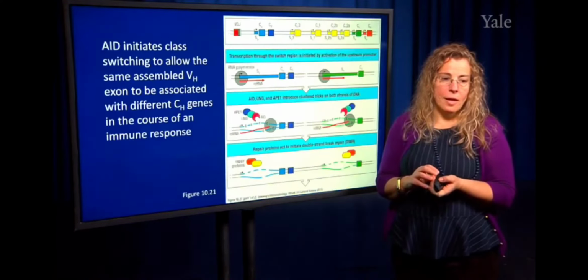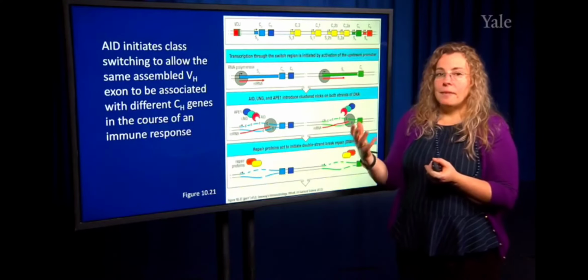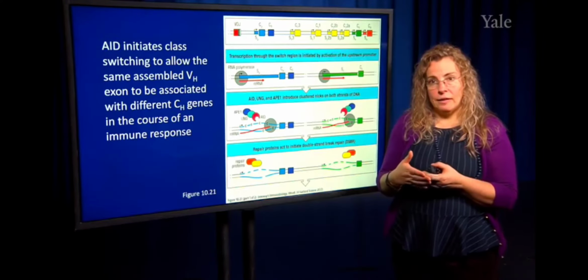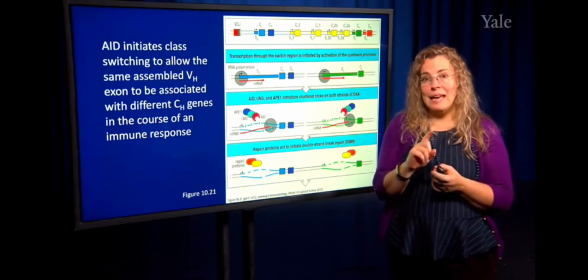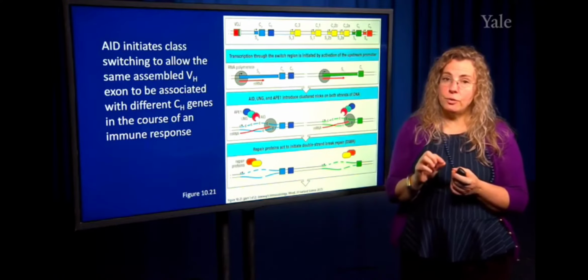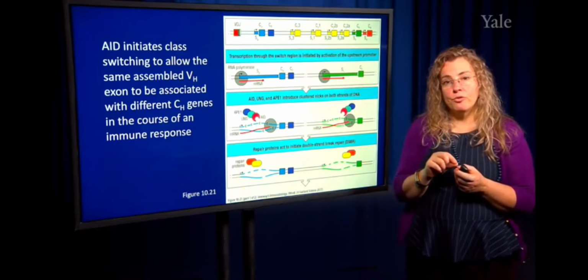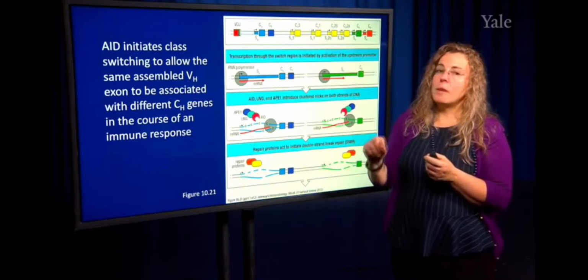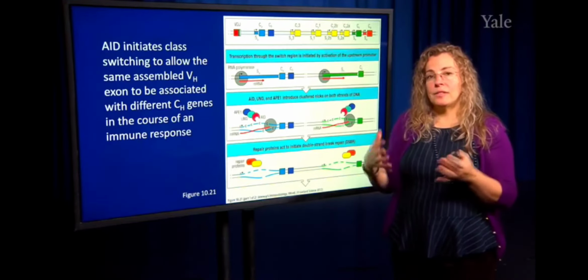Now, as I said, AID also initiates class switching. That starts with still the same mutation of a C to a U, but then the U gets removed and you have a nick in the DNA. That opens up the door to allow the cell to consider switching classes.